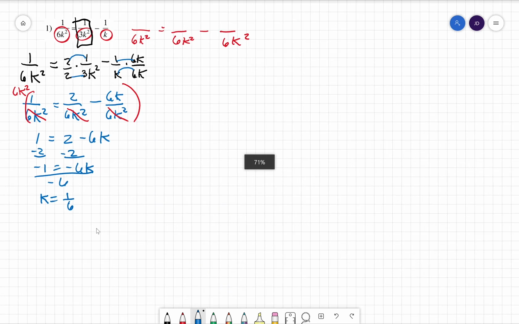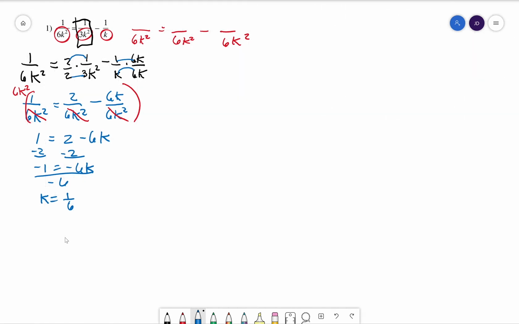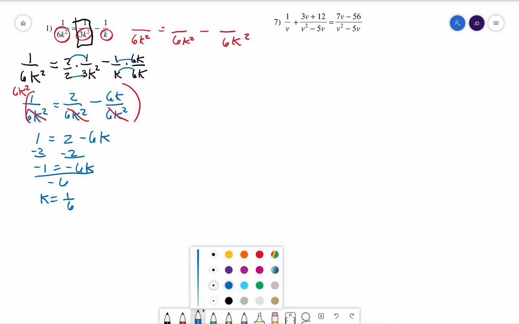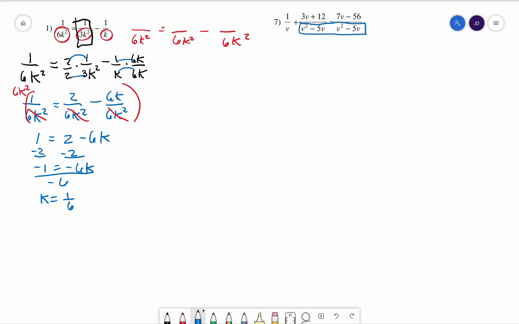All right, so let's do another one if we could. Let's try doing number 7 right over here. All right, number 7. Now, number 7 is a little bit different. It's very similar in some ways, but for instance, we want the same denominator. So if we look at v squared minus 5v, if we look at this one and this one, they already have v squared minus 5v. So we're going to leave them alone. And we're going to change this one over here into having the same denominator.